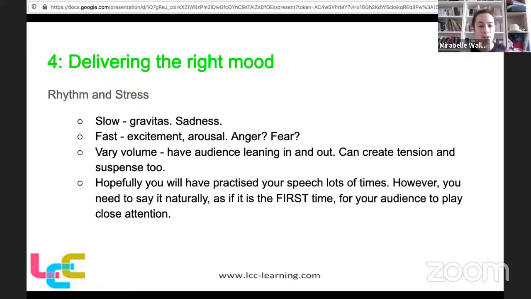If you talk fast, you can sound excited. You can sort of arouse the audience. Maybe you're going to elicit anger. Maybe you're going to elicit fear. It might get people quite excited.